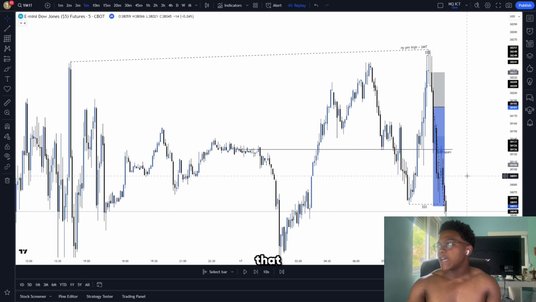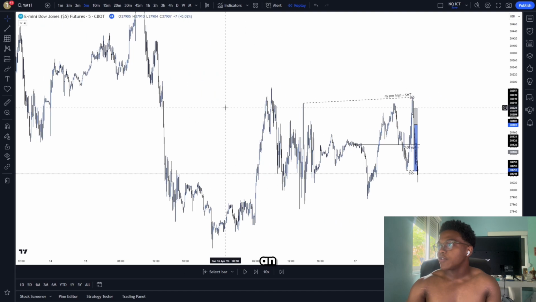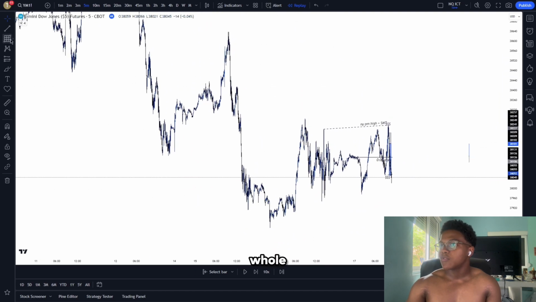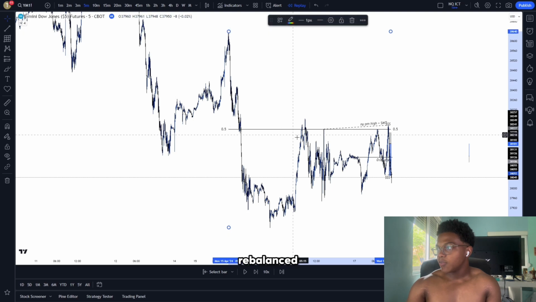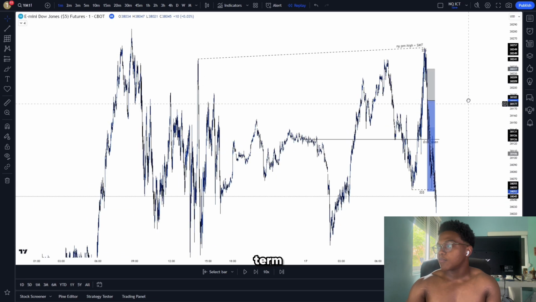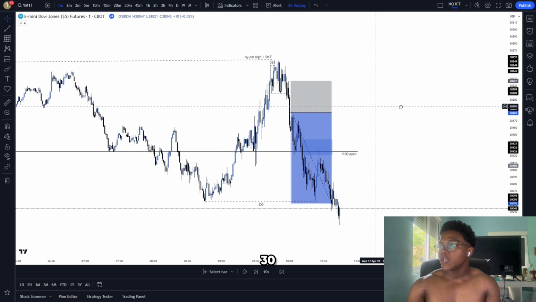So after I saw that, I was looking for a short opportunity. We were in a premium. I had an overall bearish bias, and if you look at this whole range, we rebalanced to equilibrium of the range, and we were still hanging out near equilibrium. So I was just waiting for something to happen so we can get our shorts, because I had a long-term bearish bias on US30 and all the indices.